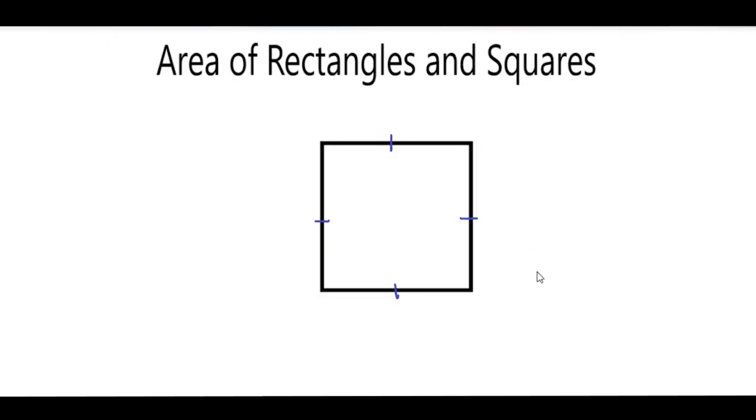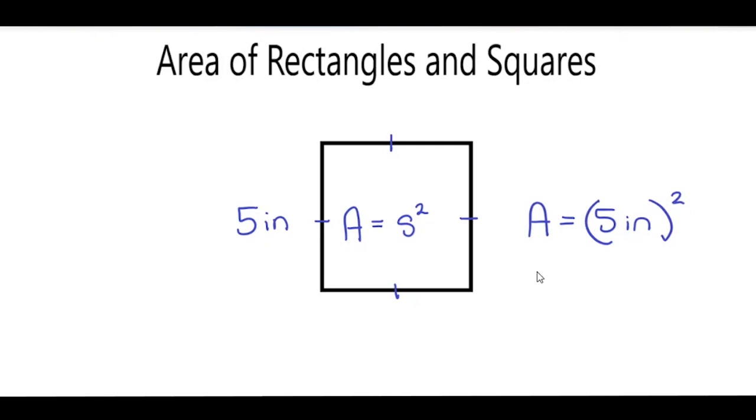So here I have a square, and I know on a square all of the sides are congruent. So if I tell you that this side is 5 inches, what would be the area of this square? Well, in a square, area is equal to the length of a side to the second power. So our area is equal to 5 inches raised to the second power.